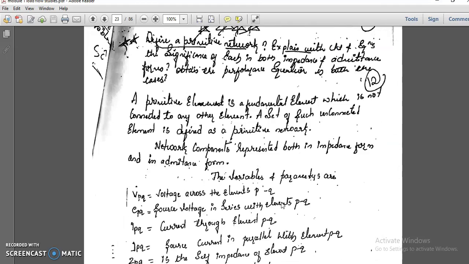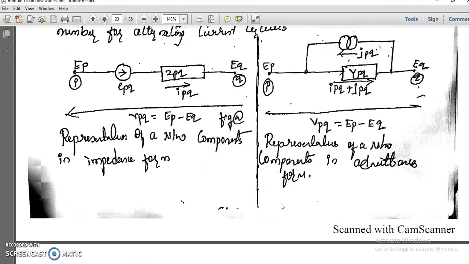Now I will be taking these two. Here you will be forming the impedance form, and this is the admittance form. In the impedance form, there are two nodes P and Q, with a voltage source in between and an impedance, and the current is flowing here, IPQ. The voltage will be EP minus EQ. And here also I will be considering two nodes, and this is the current source.